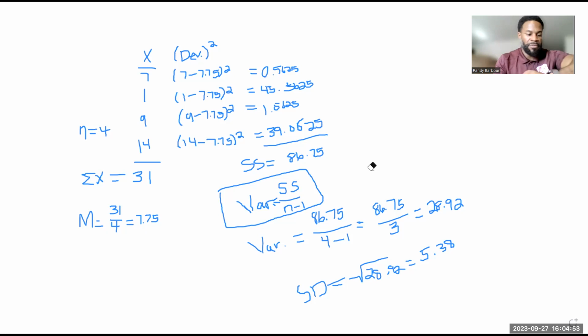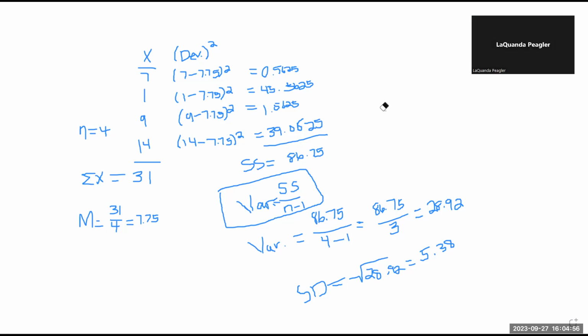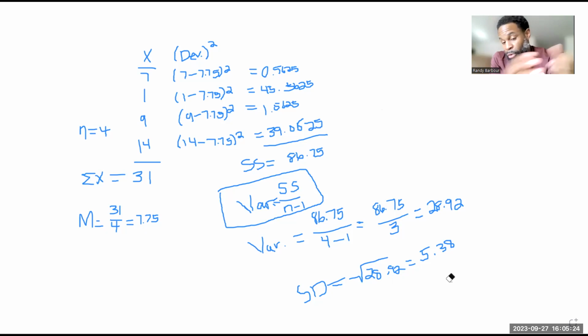All right. So let me finish this up. One question: how did you get 5.38? So the variance is 28.92, right? Yeah. In order to get your standard deviation, the only thing is that standard deviation is the square root of your variance. So once you get your variance, all you gotta do is take the square root of that variance, and then you get the 5.38. So the square root of 28.92 is 5.38, or that's our standard deviation. Okay, I got you. Thank you.